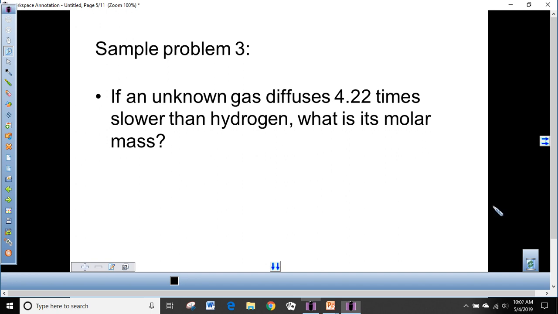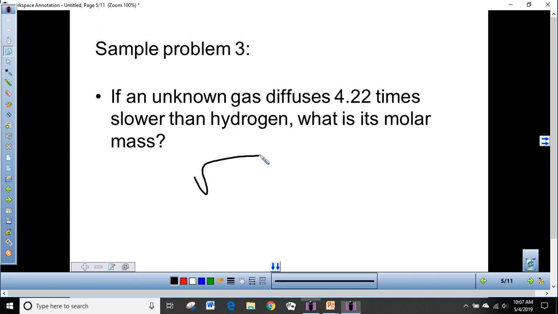Alright, sample problem number 3. An unknown gas diffuses 4.22 times slower than hydrogen. What is the molar mass of this unknown gas? And so we can't use the periodic table because we don't know it, so we're going to have to use Graham's law. Now it says our unknown gas diffuses 4.22 times slower than hydrogen. So that means that hydrogen is the fast gas and hydrogen is 4.22 times faster.